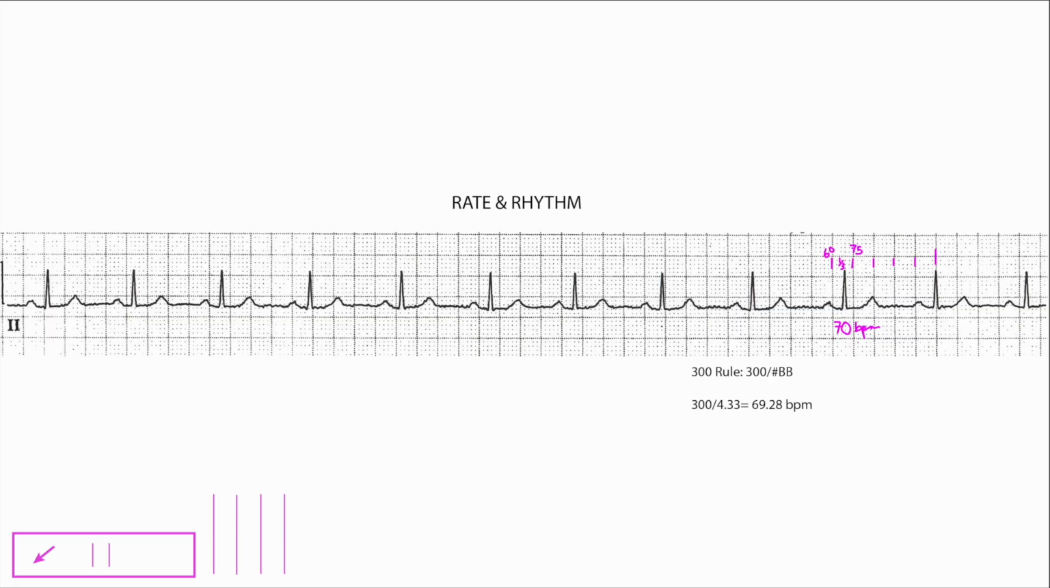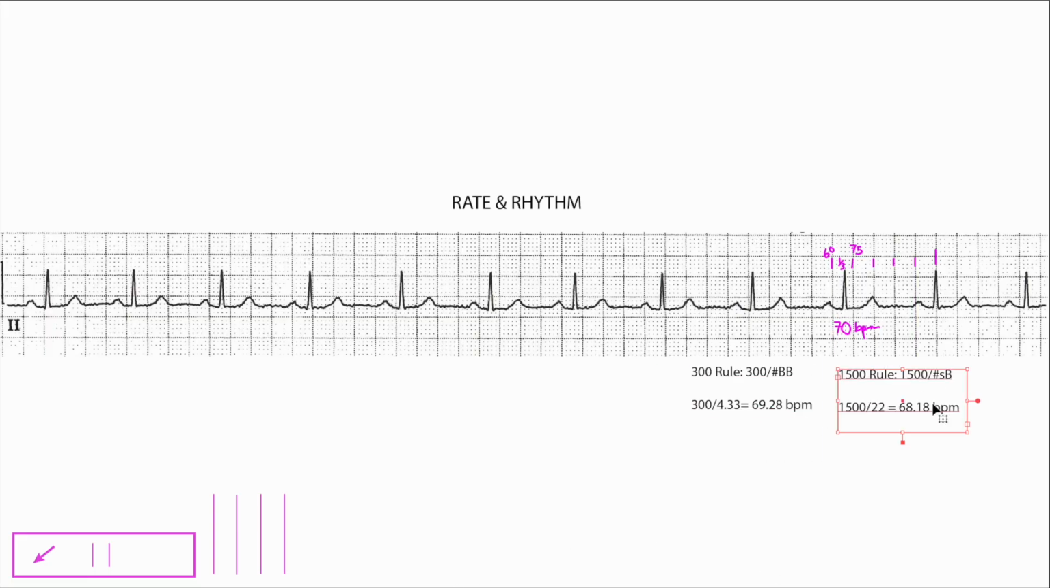But that's what I was doing here a moment ago. So the 300 rule will give us 69.28 beats per minute. Nobody cares about 0.28. Nobody's going to care that there's a 1 beat difference here. Now, if the 300 rule gave you 59, and it turns out that I made a mistake and it's 70, that is going to be significant. However, 1 beat difference, nobody cares.